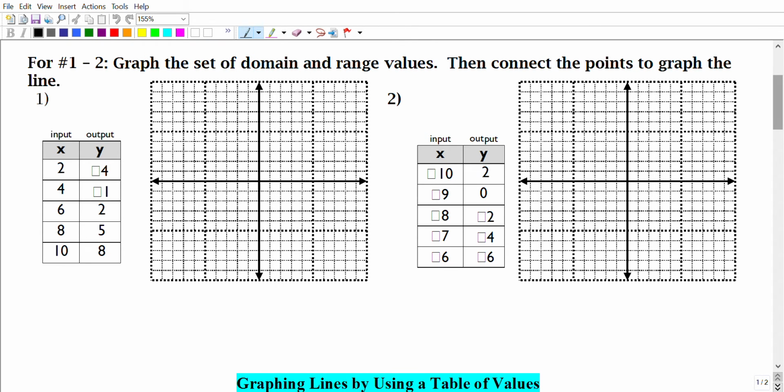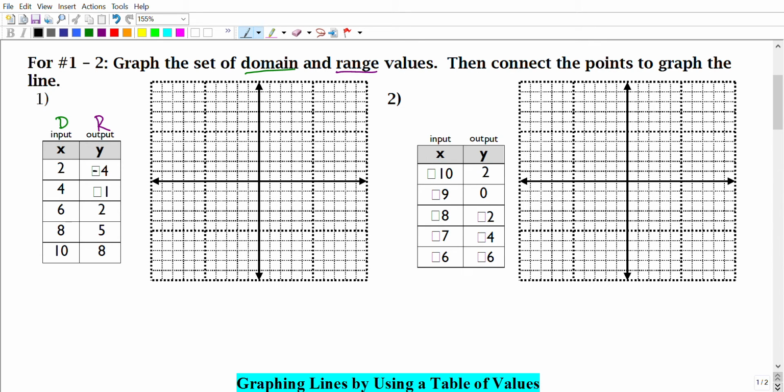Okay, so what are we asking? We're asking to graph a set of domain and range values, then connect the points to graph the line. So domain values, as we remember, that was the x value. So I'm going to go ahead and put a D here to represent all our domain values. Our range values were all of our y's or our output values. Okay, so I put a small r there just to remember what those are.